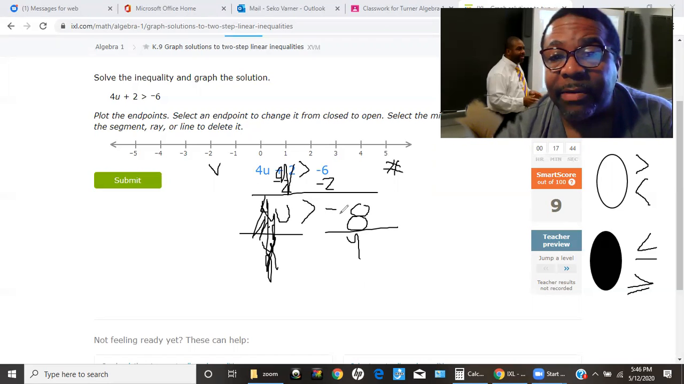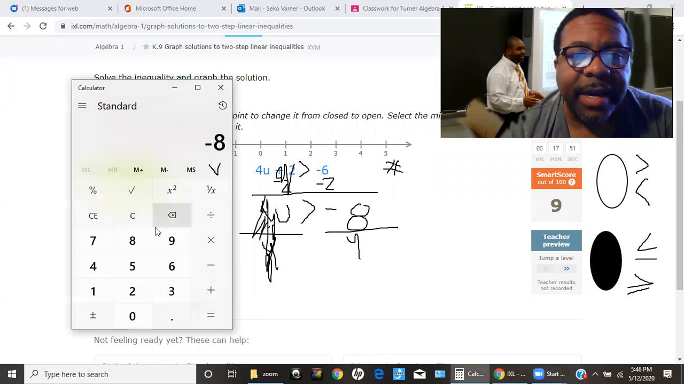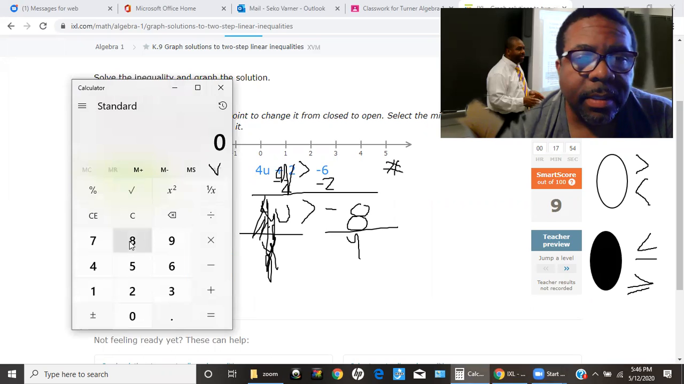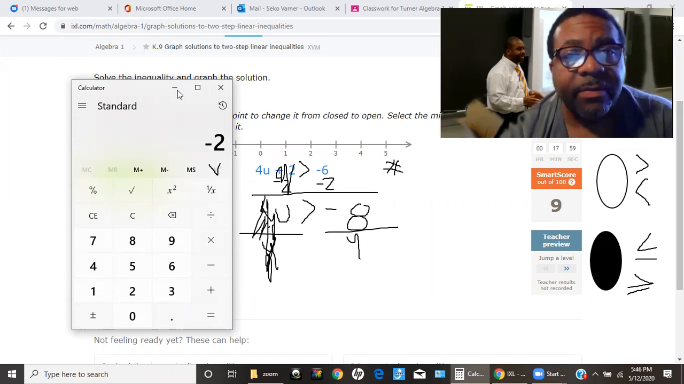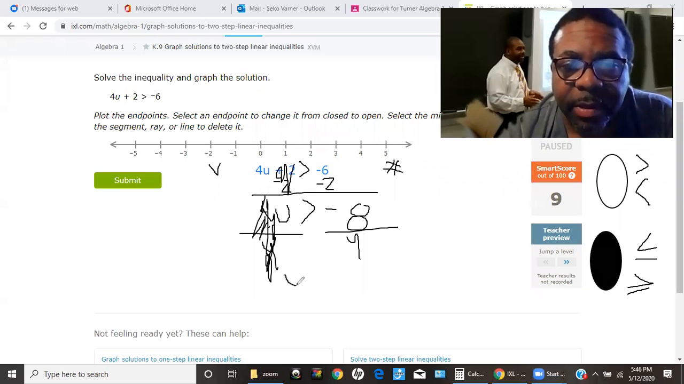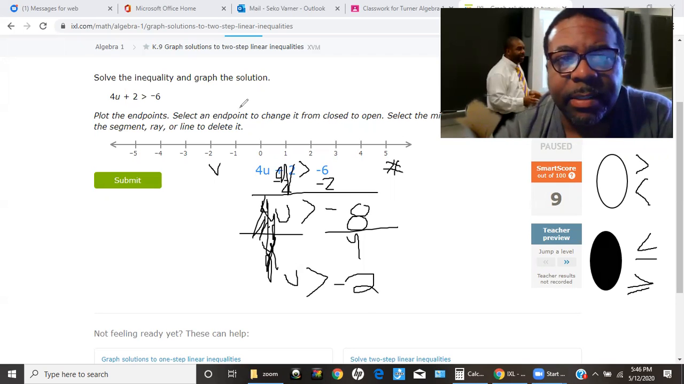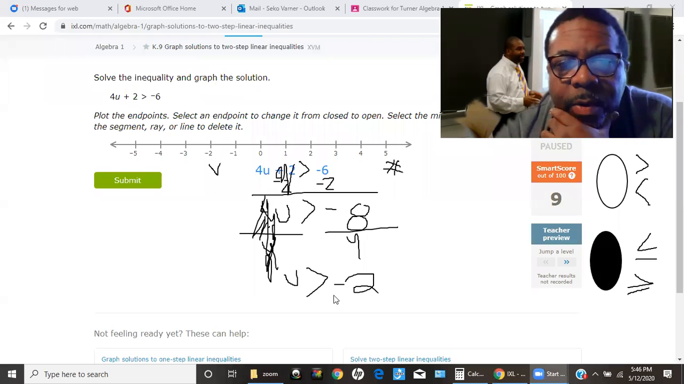So now you have u is greater than -8 over 4. Well, what's -8 over 4? Let's find out. -8 divided by 4 should give us -2. -2, good. So now we know that -8 divided by 4 is -2. So now we have u is greater than -2. Okay, so this is where we need to pay close attention. Okay, we're going to go to -2.